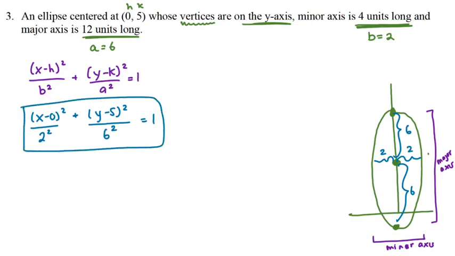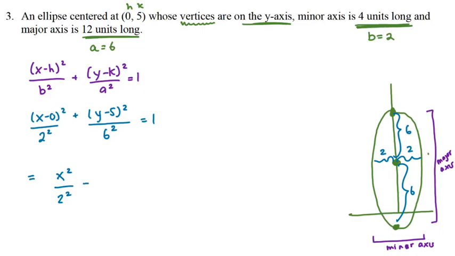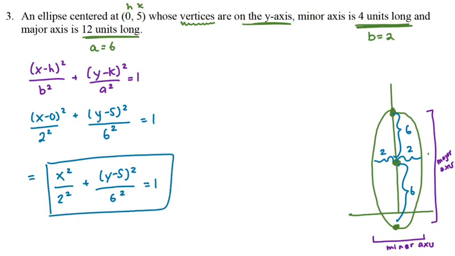That is our final answer. Sorry, that is not our final answer. That is unsimplified. x squared over 2 squared plus (y minus 5) squared over 6 squared equals 1. That is our final answer. Again, always want the right-hand side to be 1. Just got to happen. Okay, make it magnification form. That's how we get those values of a and b that help us find the lengths of the major and minor axes.